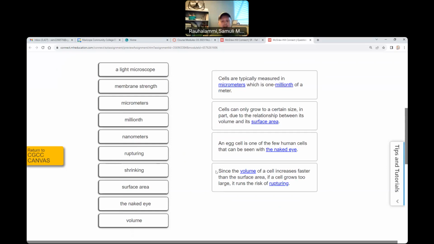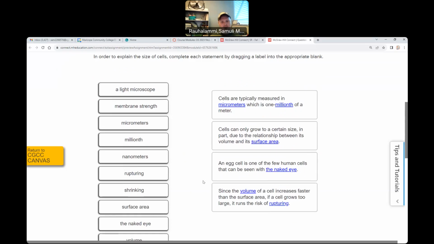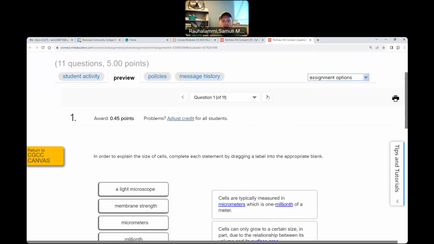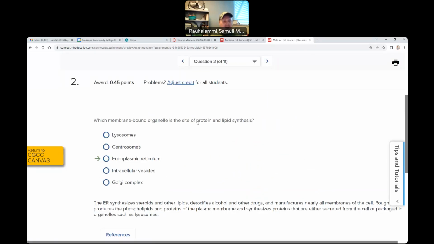Finally, we're seeing a sentence that says, since the volume of a cell increases faster than the surface area, if a cell grows too large, it runs the risk of rupturing. And that is very much true, and again ties into the surface area versus volume ratio that we discussed in the couple of earlier statements for this question. So I hope that was making more sense of that kind of question.